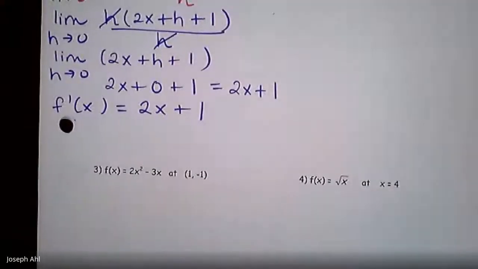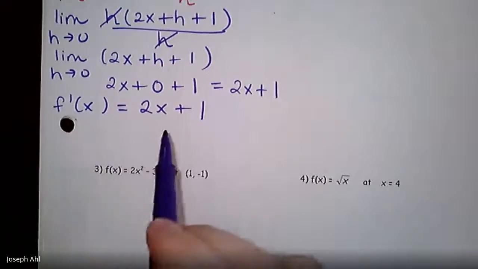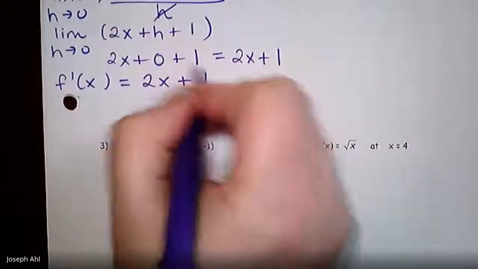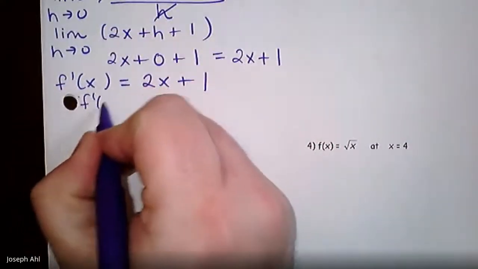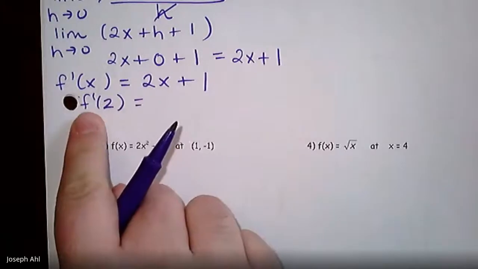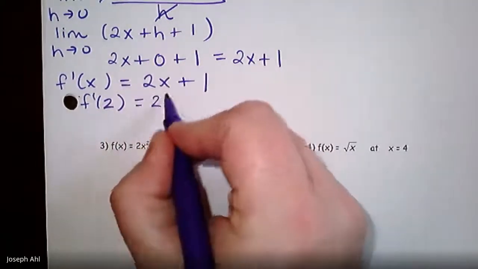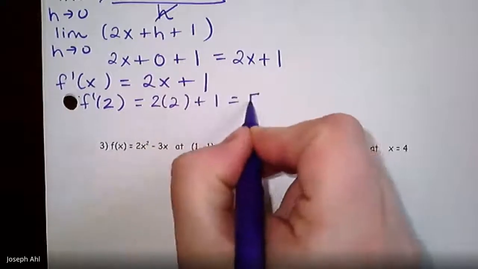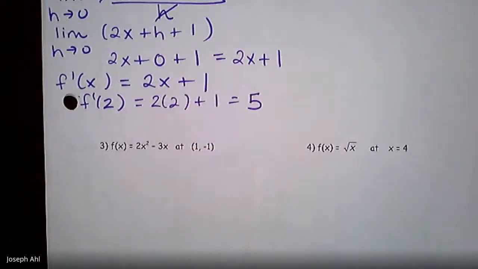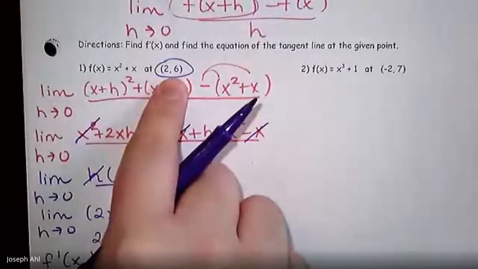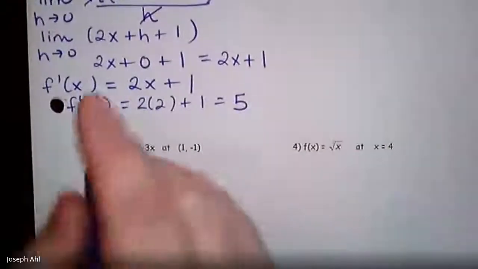Here I am. Okay, so we got the derivative. What do I do next? We want to find the slope at the point 2, 6. Okay, so take the x value from that point, plug it into your equation for the derivative. What does f prime of 2 represent? This is the slope of the tangent line when x equals 2. 2 times 2 plus 1 is 5. So if I have the slope of the tangent line, and I have the coordinates of the point 2, 6, you can go ahead and write your equation.